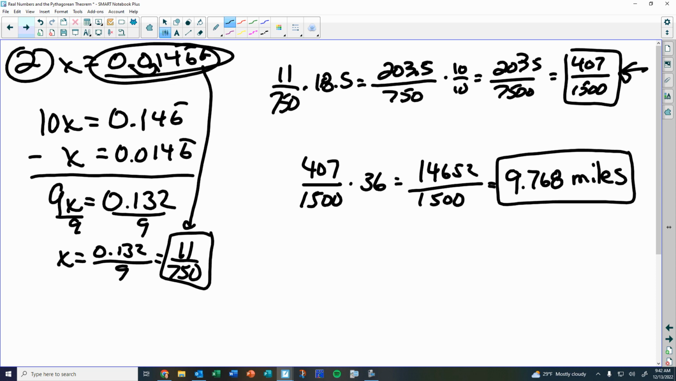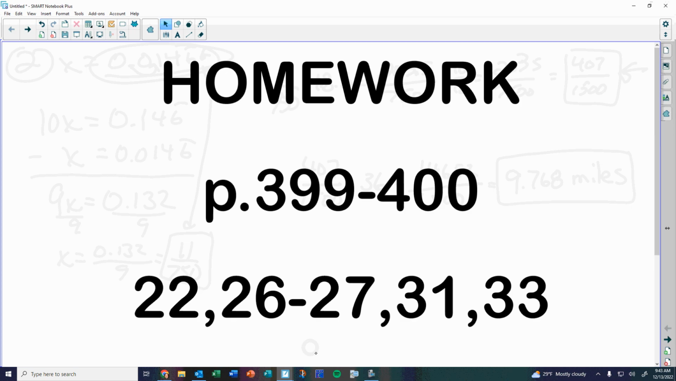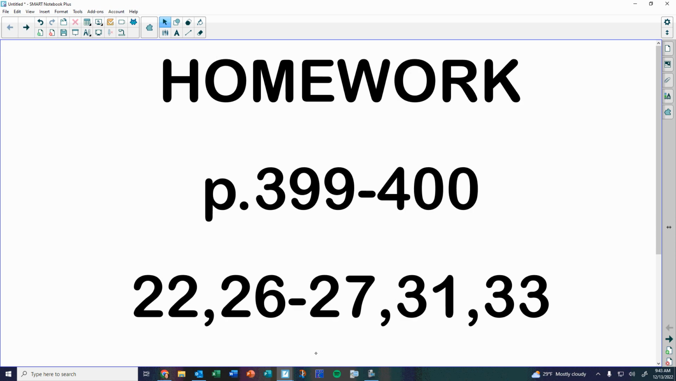All right, so that was 20. So this blue sheet, just like the pink one yesterday, we're on the back side at 9.4, so you can do your little self-evaluation. All right. Once you get that done, ladies and gentlemen, there's the homework for tonight. 5 problems. 22, 26, 27, 31, 33.